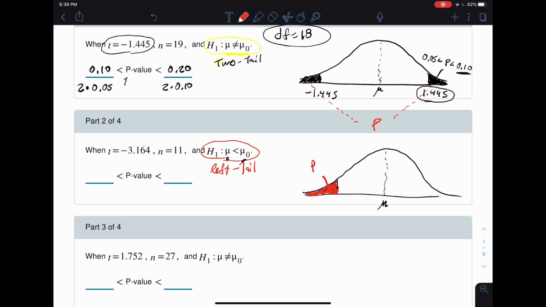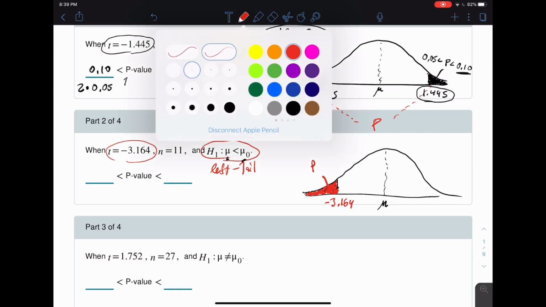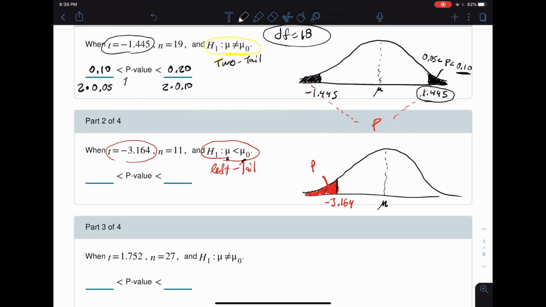Now, what I'm looking for here is, you can see my t-value is right there. It's negative 3.164, but I don't have area to the left. Now I could subtract from 1 and do that whole thing, but in my mind it's just easier to find this exact area. Of course, this is on the opposite side, but because of symmetry, positive 3.164 is going to give me the same area, which is the p-value.